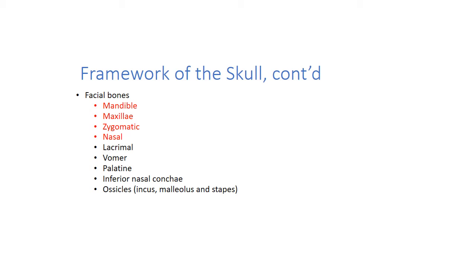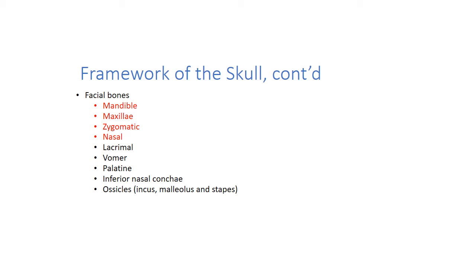The palatine bones, there are two of them, form the front of the hard palate of the mouth and also the floor of the nose. There's also two inferior nasal conchae, and they are thin scroll-like bones that form part of the interior of the nose. The ossicles, which are the incus, the malleus, are in the inner ear, and they're discussed in another chapter.